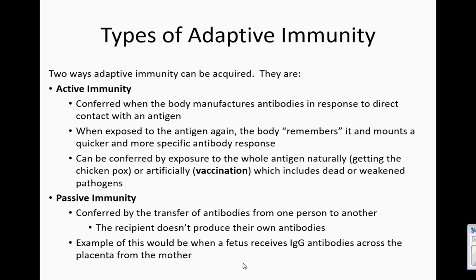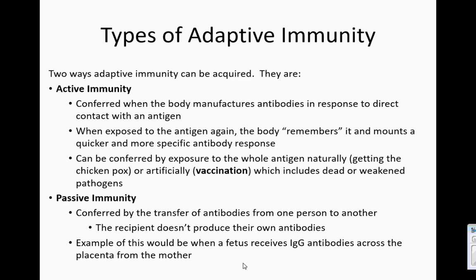Active involves that vaccination that I was talking about, which is one of the ways that we can do it. This is conferred when the body manufactures antibodies in response to direct contact with the antigen. When exposed to it again, the body remembers it and mounts a quicker and more specific antibody response. Active immunity can be conferred by getting the chicken pox or by artificial injection of it, which a vaccination is going to include dead or weakened pathogens.